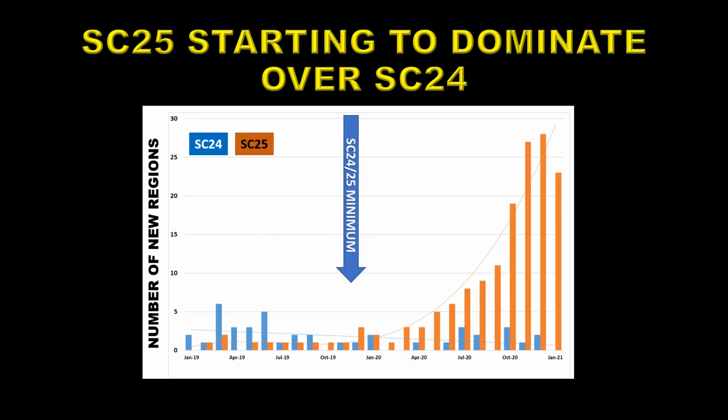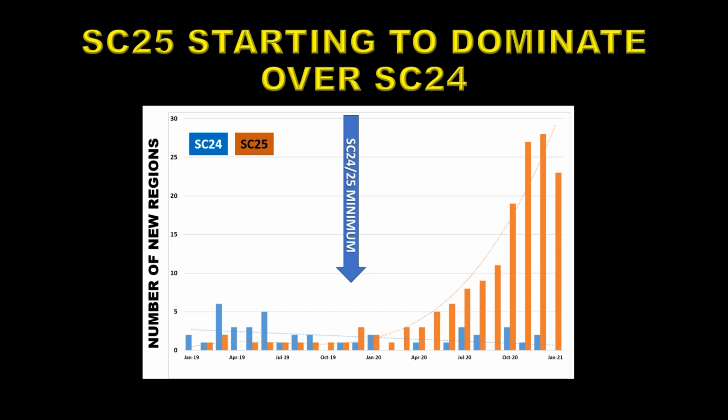So how is solar cycle 25 doing so far? Well, solar cycle 25 is beginning to dominate over solar cycle 24. What I'm plotting here is the number of new sunspot regions that appear each month, classified according to solar cycle 24, blue, or solar cycle 25, orange. I've got solar minimum in here in December of 2019. And you can see before that minimum, there were more solar cycle 24 regions, and they were larger and longer lived than the few solar cycle 25 regions we had.